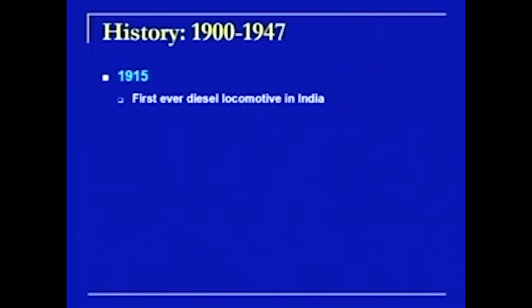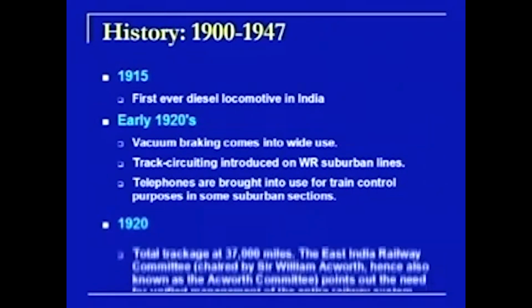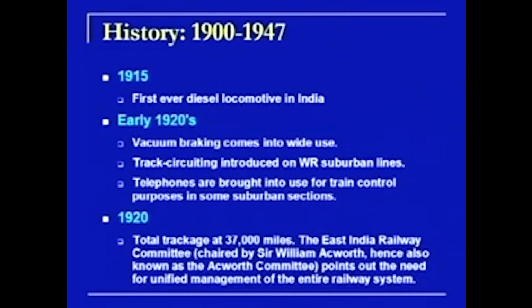The first ever diesel locomotive in India was constructed in 1915. Then we have some more things in the case of safety aspects. They were in the form of vacuum braking systems, track circuiting systems, and the telephones which were provided for controlling the operation of trains on the tracks.